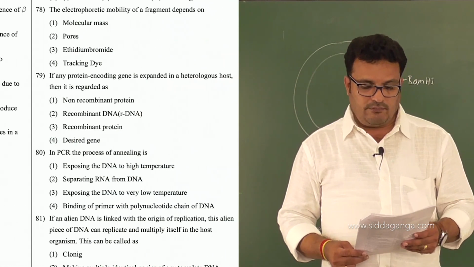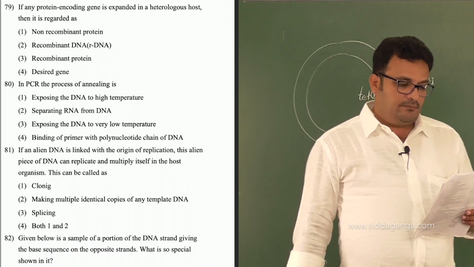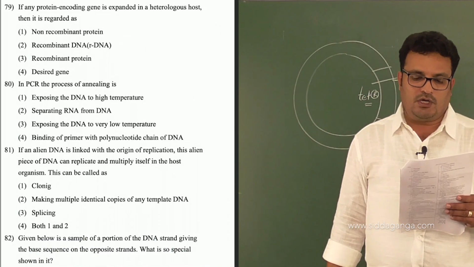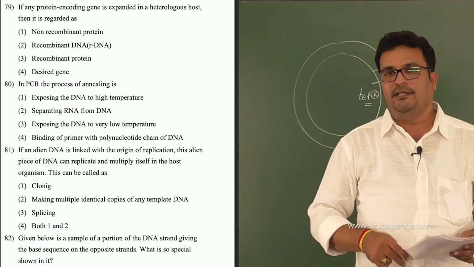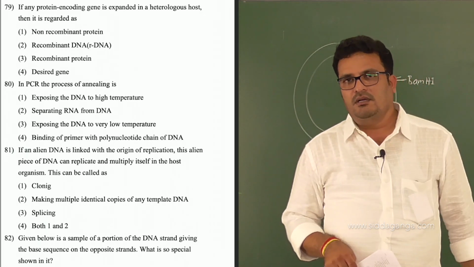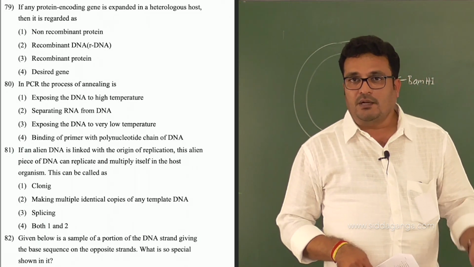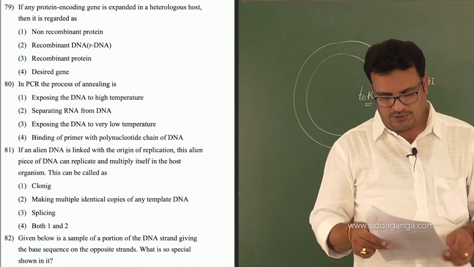Question number 79. If any protein encoding gene is expressed in a heterologous host, I just now told you that is called recombinant protein. The protein that comes in a heterologous host is called recombinant protein, and that protein is produced only due to the recombinant DNA technology.